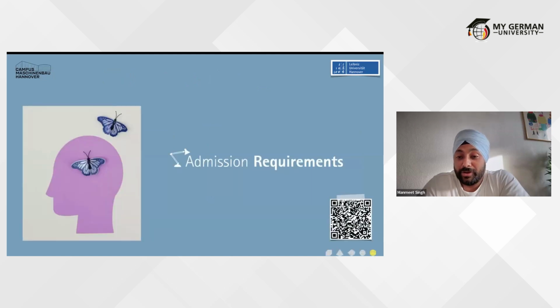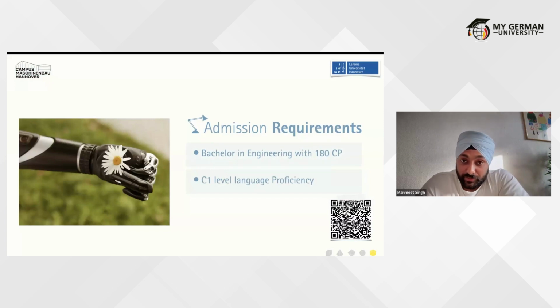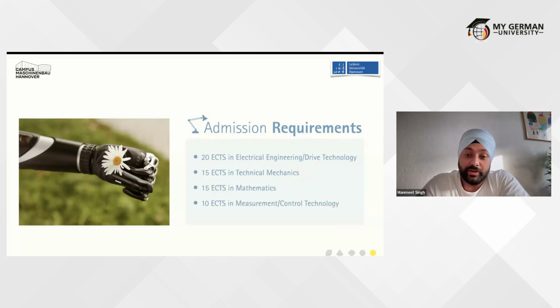Coming to the main point, what are our admission requirements? You need a bachelor's in engineering with a minimum of 180 credit points. Then you need C1 language proficiency in English. So even if you have your bachelor's in English or your schooling in English, you still need to provide us a language certificate with C1 proficiency. The only exception is made for students whose mother tongue is English, not the national language, but the mother tongue is English.